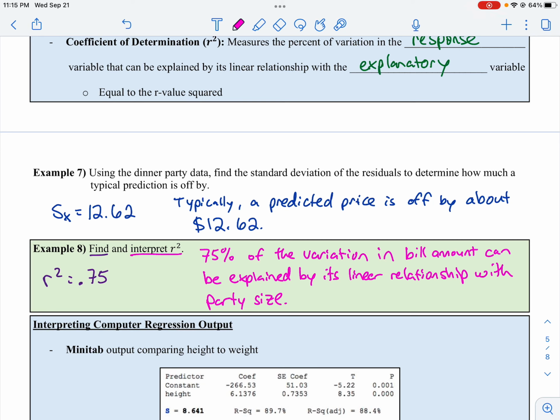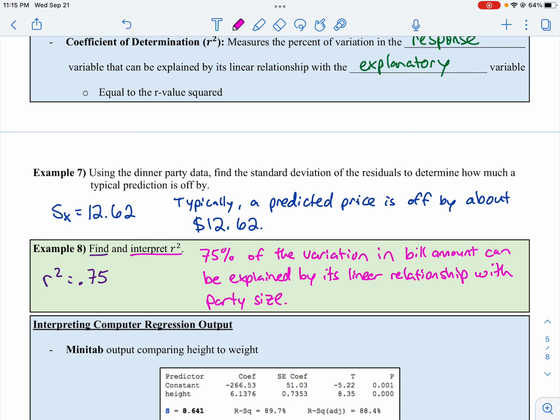So that's what R squared tells us, what percent of Y changes because of X changing. The larger that number is, the stronger the relationship. The lower that number is, the less of an impact X is having on Y, therefore the relationship isn't as strong.